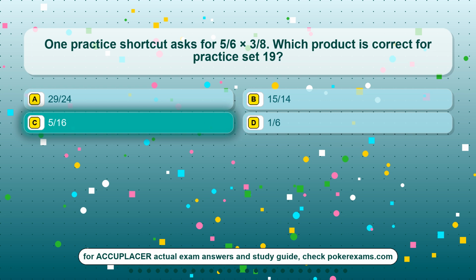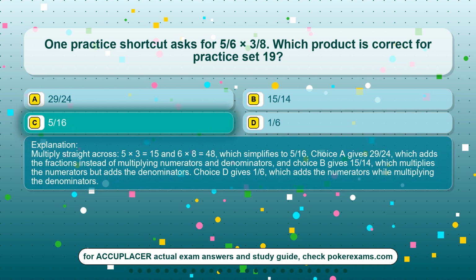The correct answer is option C, 5/16. Multiply straight across. 5 times 3 equals 15 and 6 times 8 equals 48, which simplifies to 5/16. Choice A gives 29/24, which adds the fractions instead of multiplying numerators and denominators, and choice B gives 15/14, which multiplies the numerators but adds the denominators. Choice D gives 1/6, which adds the numerators while multiplying the denominators.